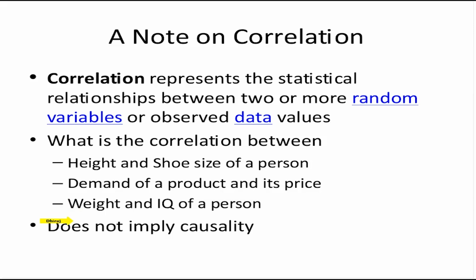Correlation does not imply causality. What it means is that a greater shoe size is not caused by a greater height. Right? They are correlated means they move together. It does not mean one causes another. Right?